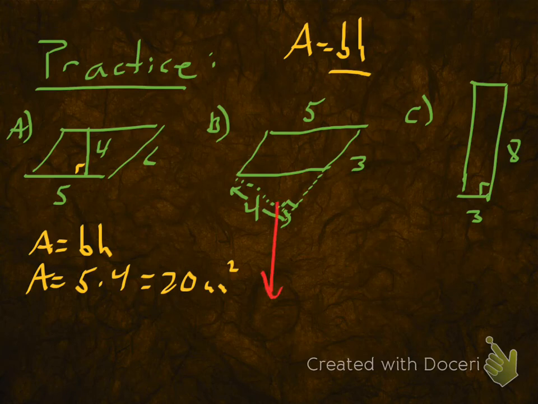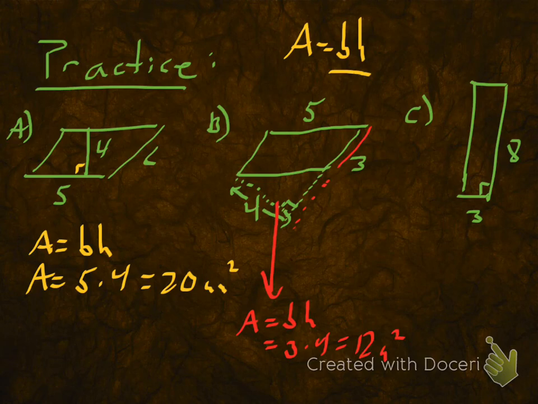The second one, be very careful. The base is going to have to be this side over here. And if you extend the base out, you do get a height coming down to the line that contains that 3. So this one is going to be area equals base times height. Again, notice rewriting the formula. The base is 3, the height is 4. This comes out to be 12 units squared.